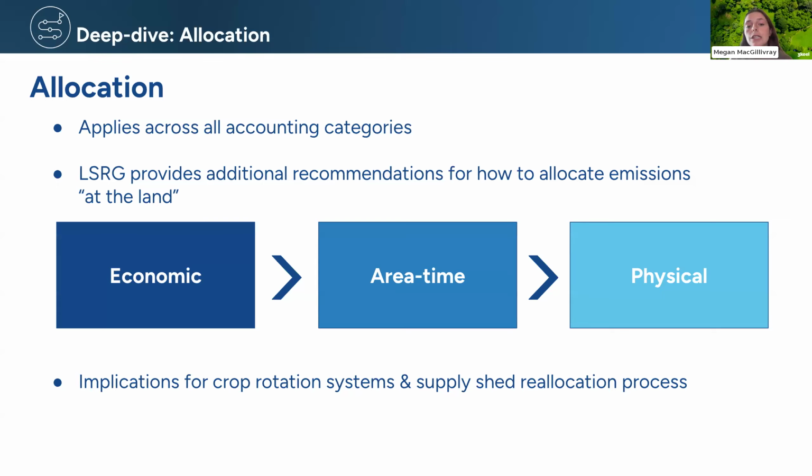So the guidance introduces a new form of allocation, which is known as area time allocation. So that splits emissions between products that are produced on that same parcel of land by the occupancy and time spent in the ground. And we think that's just a particularly useful thing to call out for splitting emissions and removals, where you are thinking about how you can allocate those outcomes between crops within a rotation.